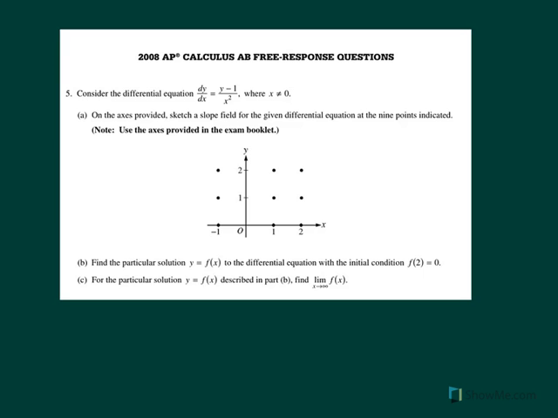And let's go ahead and look at question number 5. So question 5, it says consider the differential equation. So they're giving you a first derivative of something, dy/dx, and this is the equation where x cannot be 0, so you can't have 0 in the denominator because you can't divide by 0. This is a slope field question. So part A, it says on the axes provided, sketch a slope field for the given differential equation.